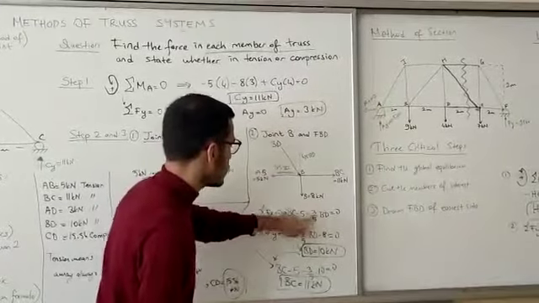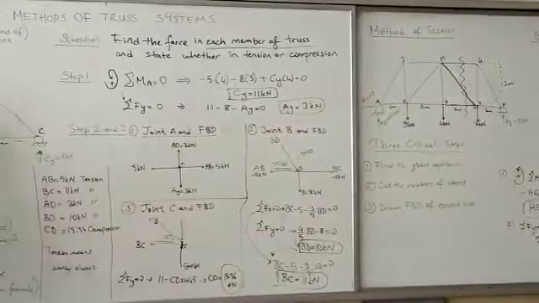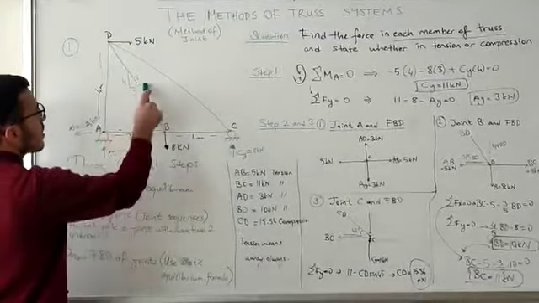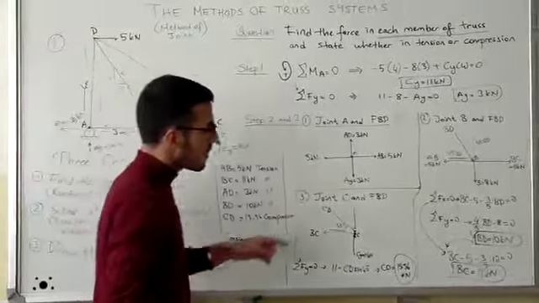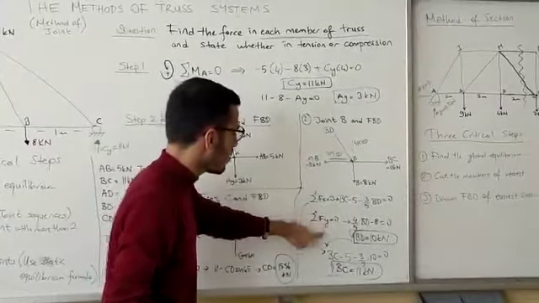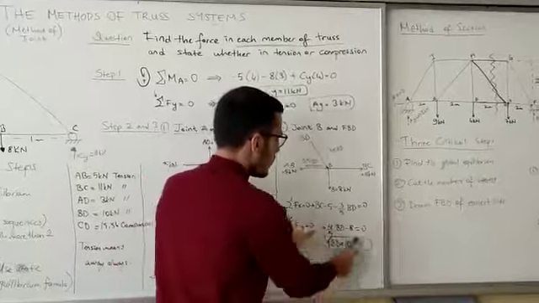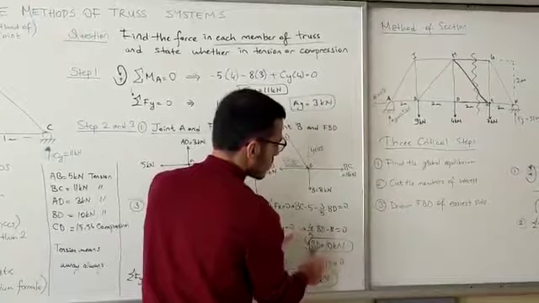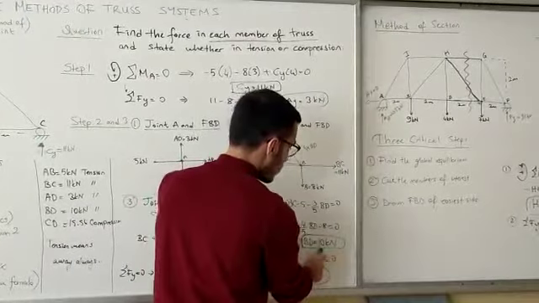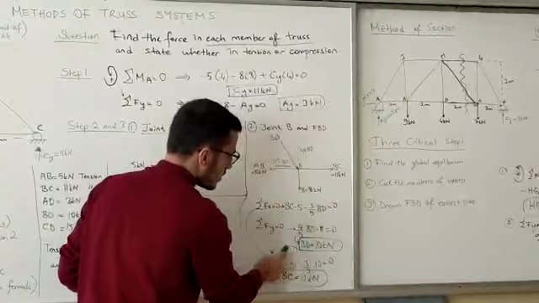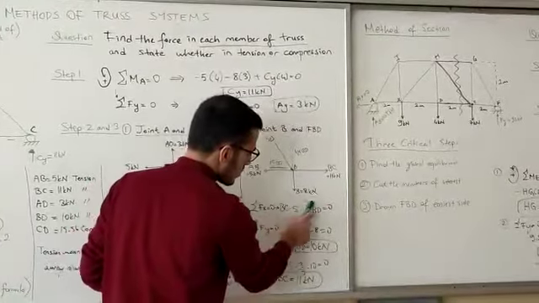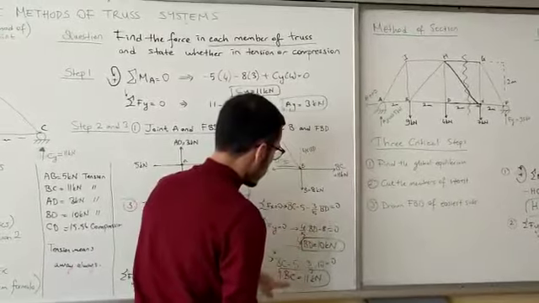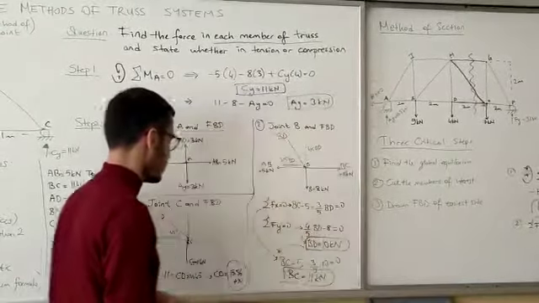Why is it 3 over 5? Because there is a special triangle with sides 3 and 4. This must be a right triangle, and this distance must be 5. Another one is total Fy must equal 0. The first thing we find is BD, the force in BD is 10 kilonewton, and then we put it into this equation, when we put in 10 kilonewton and BC is 11 kilonewton.